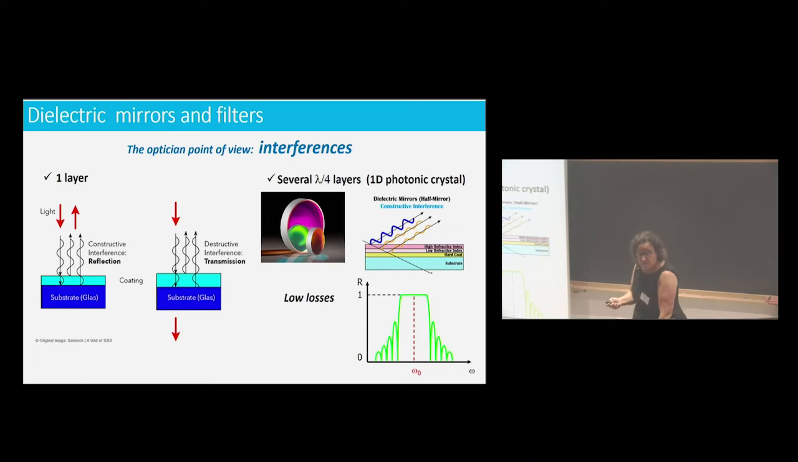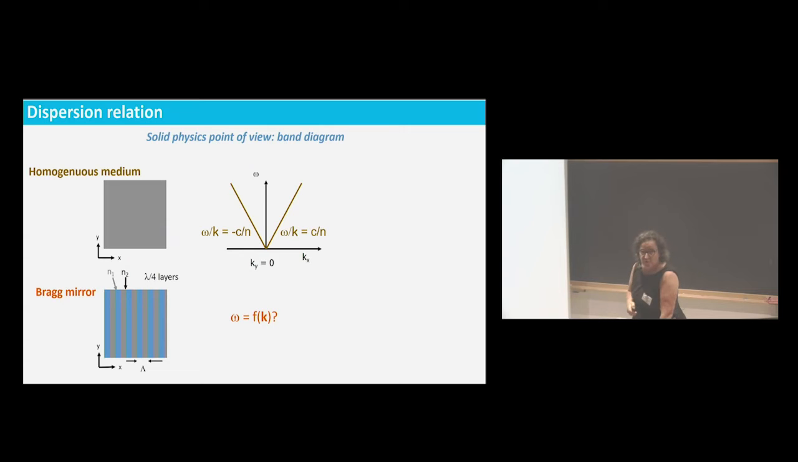I will take another point of view, which is the point of view of the solid-state physicist. Of course, you will say, okay, for describing a mirror I don't need this, and this is true. But we will come to more complicated situations where you cannot just explain this with interferences. So let's consider at the beginning a homogeneous medium, and I want to propagate along this medium, let's say along X. When I do this, I can plot omega as a function of kx, and this is very trivial. You obtain lines.